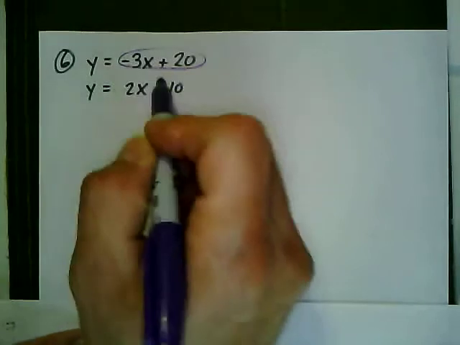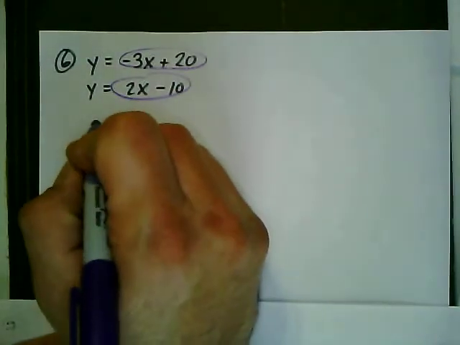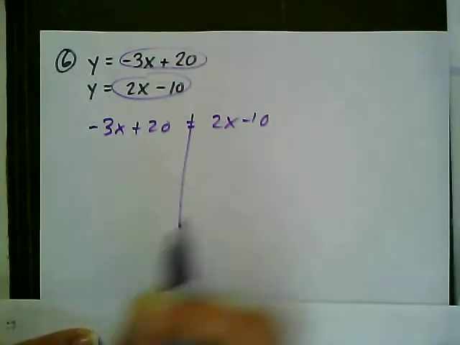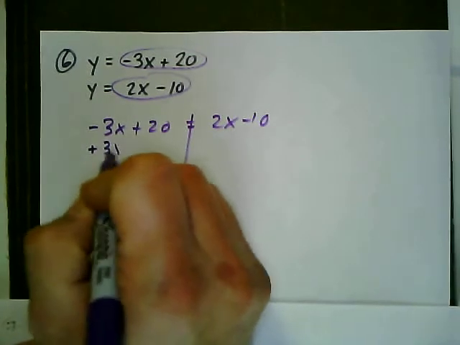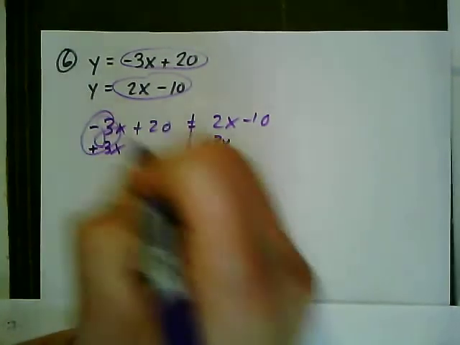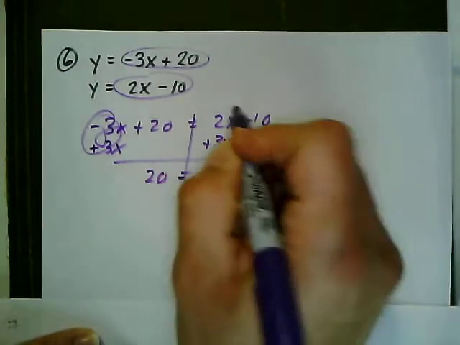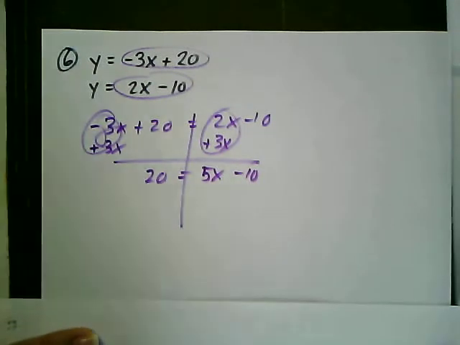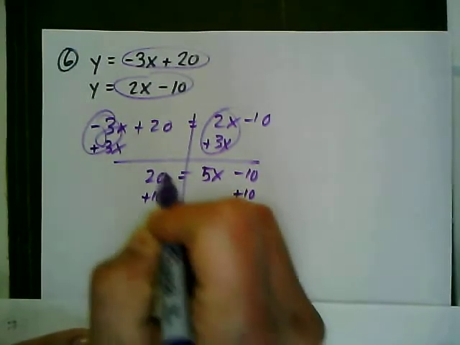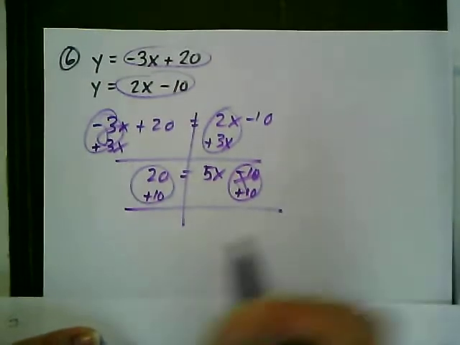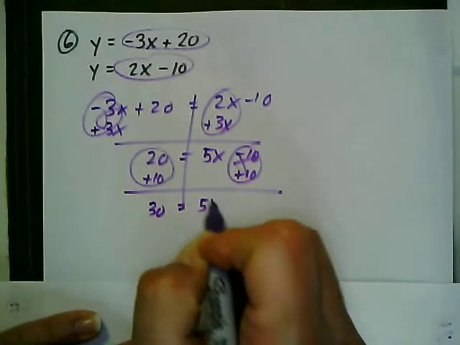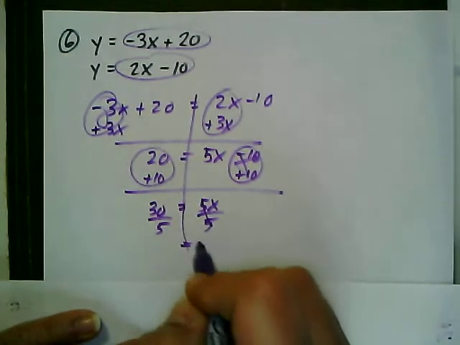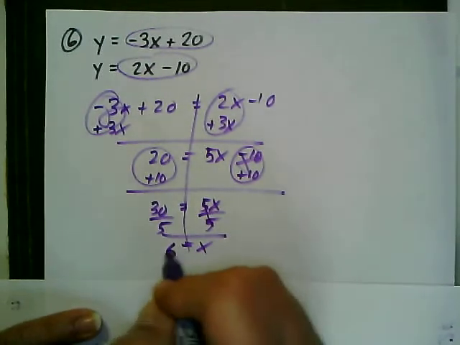All right, once again, last one, these are equal to each other. So negative 3x plus 20 is equal to 2x minus 10. I always like the smallest one, plus 3x. 2 plus 3 is 5x minus 10. We're going to add 10 to both sides of the equation. That's 30 equals 5x. And last step, divide by 5. That gets us x there. And 30 divided by 5 is 6.